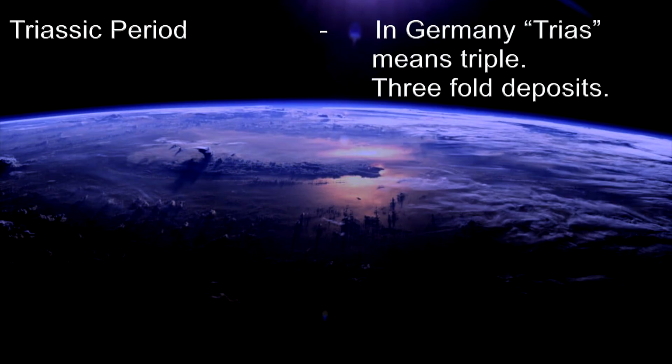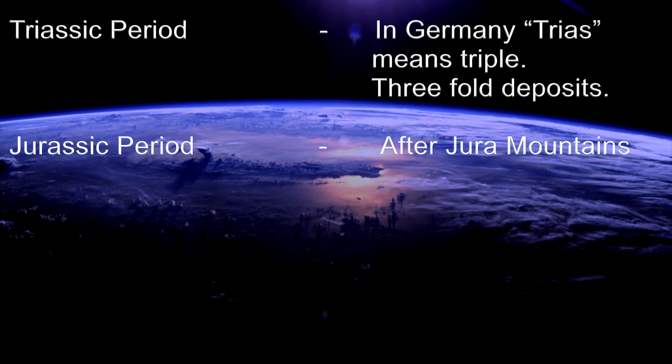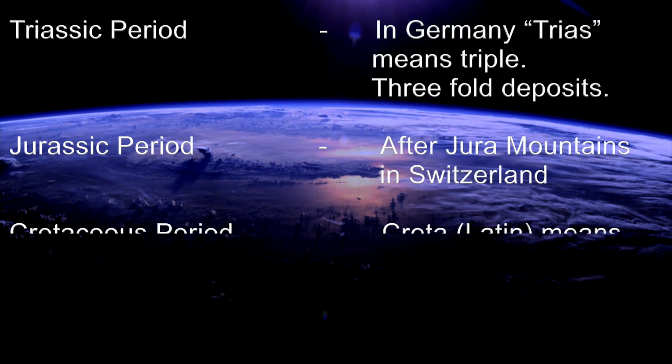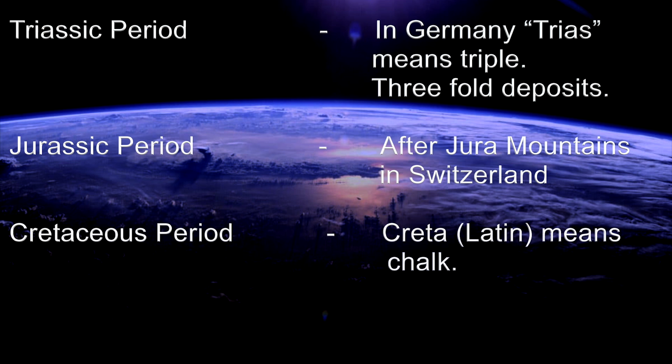The Mesozoic era is divided into the following periods. The first one is Triassic period. Trias in Germany means triple, 3-fold deposits. Jurassic period. It is named after Jura mountains in Switzerland. Cretaceous period. The term Creta is a Latin word which means chalk.